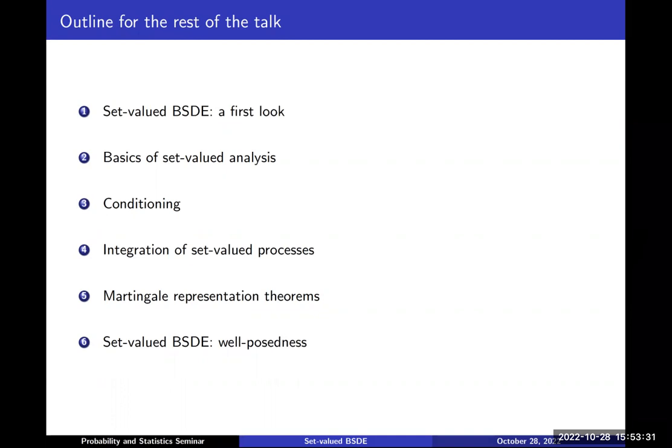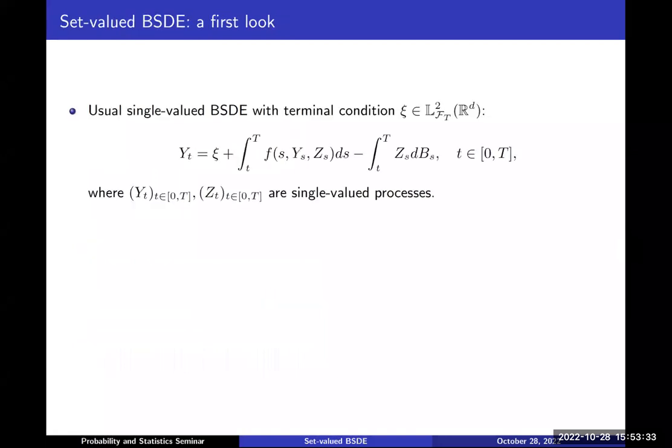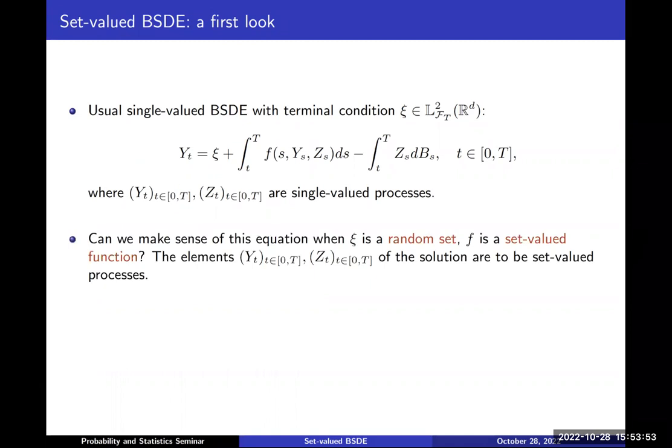So let's follow our program. This was the BSDE that I showed you before. Let's first look at it and see if we can make sense out of it without doing anything. I would like to see this as a set-valued equation. What I mean by this is that my terminal condition will now be a random set, a measurable multifunction.